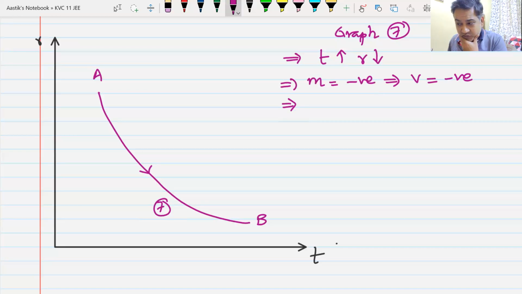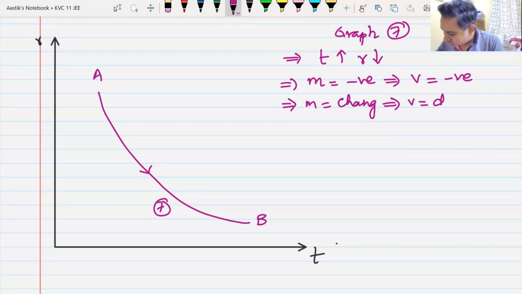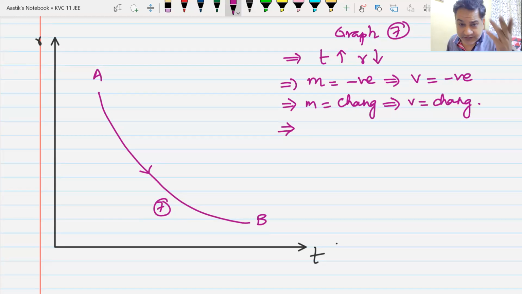Is the slope constant or is the slope changing? Changing, sir. What do you say about the velocity? Then velocity is also changing. Now, if the velocity or slope is changing, it might be increasing, it might be decreasing. Is the graph getting flatter or is the graph getting steeper from A to B?